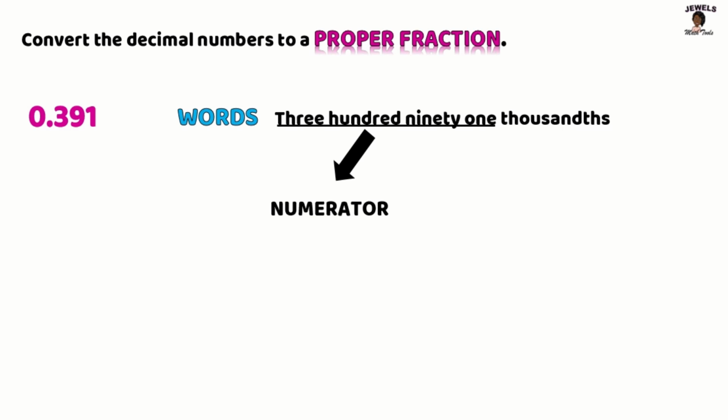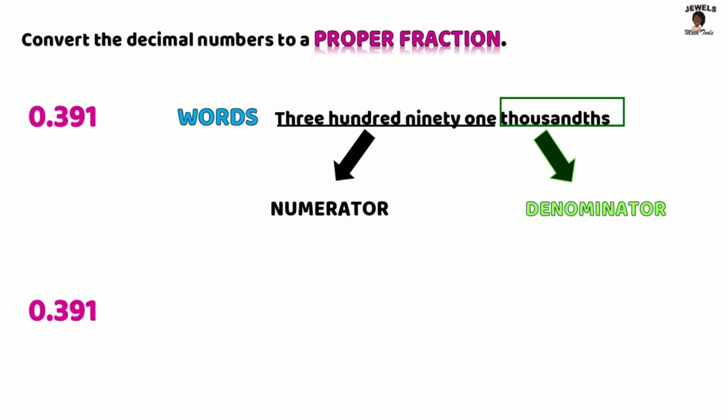Again, your 391 represents my numerator and my thousandths represents my denominator. So as a fraction, this will be 391 in my numerator and 1000 in my denominator. So it's just that easy.